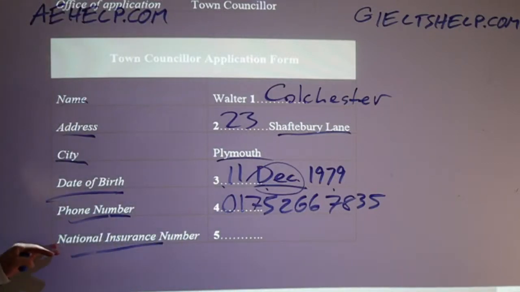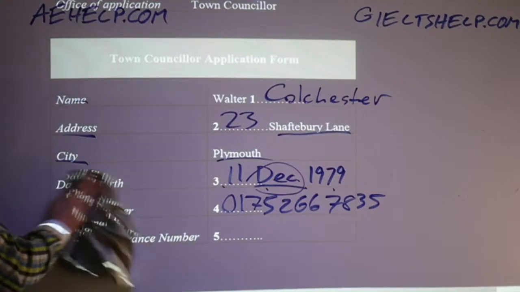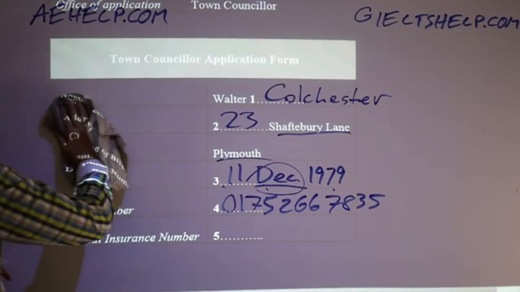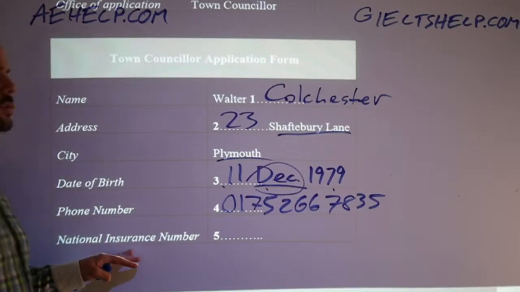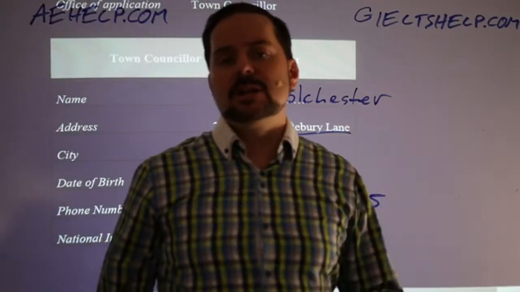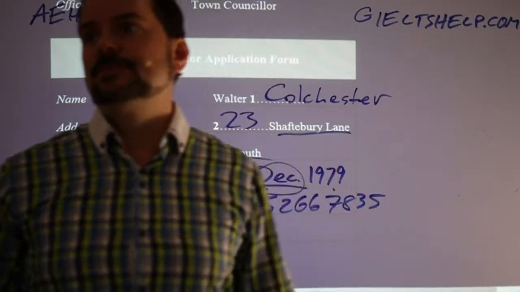All right, national insurance number. Somebody was asking, what is that? Your national insurance number is the number used to identify you for work, for lots of different kinds of applications. Basically, your number for the government.